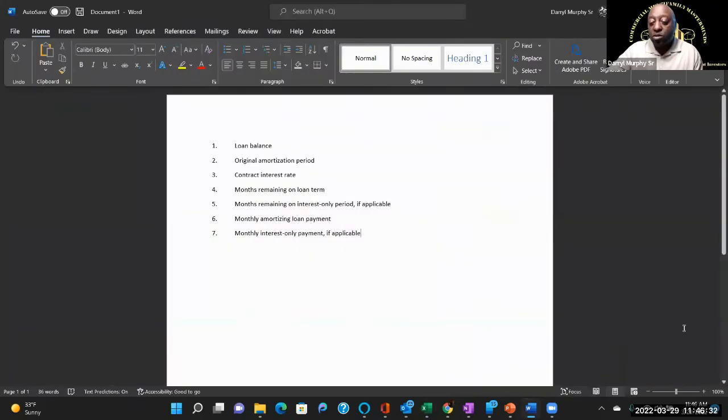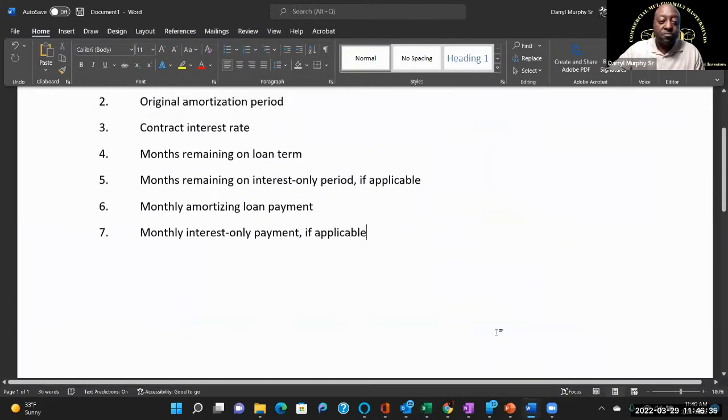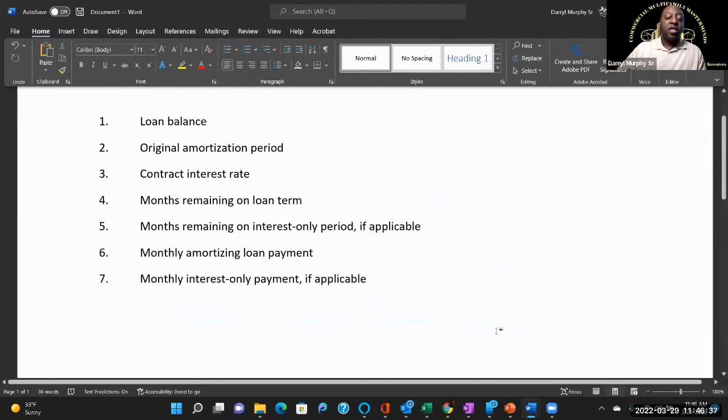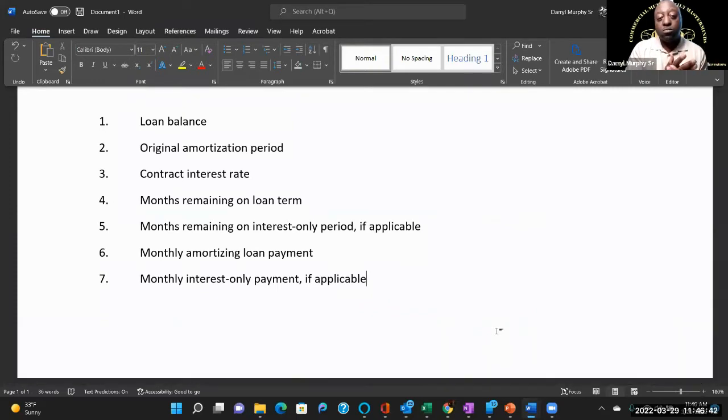Let me enlarge this a little bit. There are things you're going to need. What is the balance of this loan? What's the amortization period? How long? The contract interest rate. What is the interest rate? You need to know the remaining loan terms. If there's an interest only, you need to know that, and how much time is left on the interest only, and the amortization.